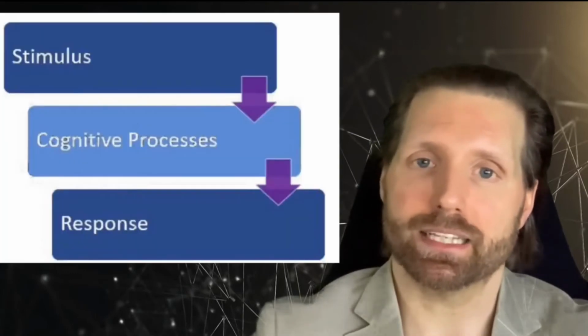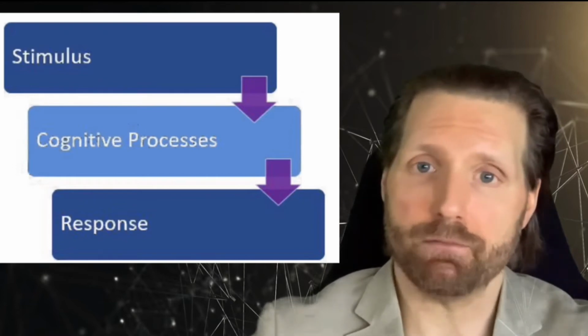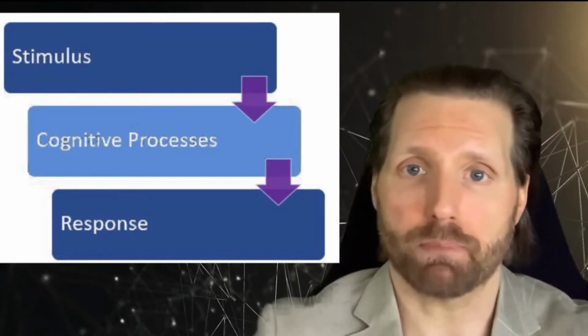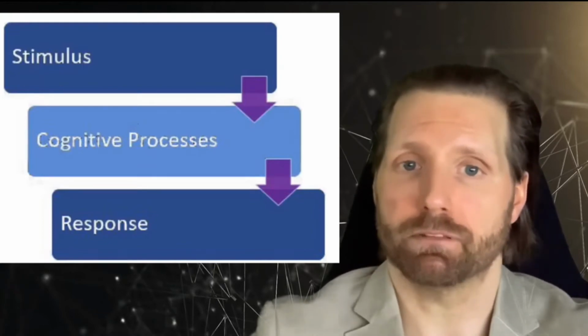By including cognition as an intermediary step between the environment and behavior, or between stimulus and response, you can start to explain behavior a whole lot more effectively.